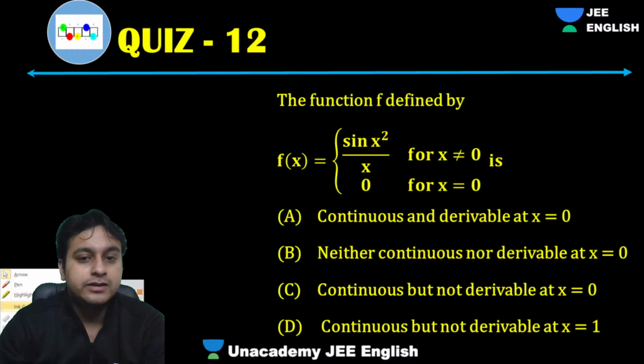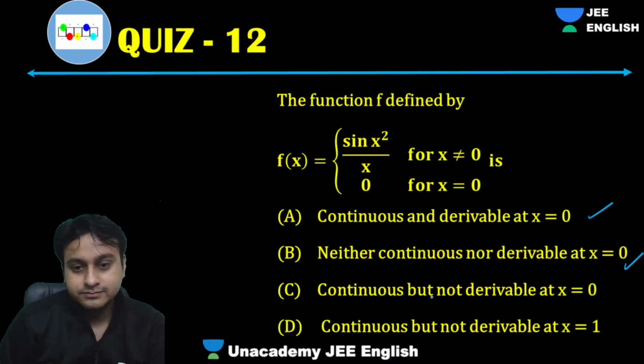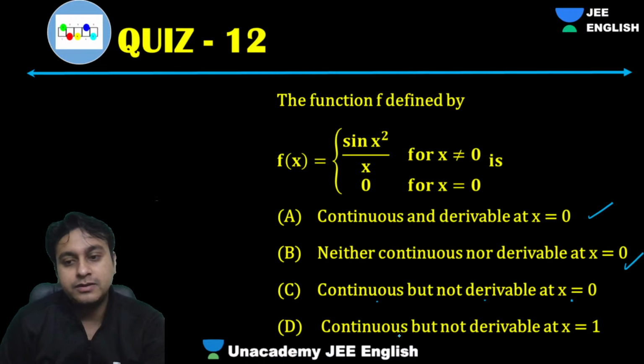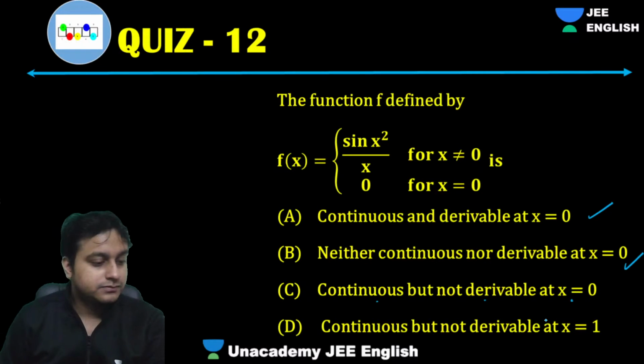Now this is also one question. Let's see how many of you can do it. First is continuous and derivable at x equals to 0. Neither continuous nor derivable at x equals to 0. Then we have continuous but not derivable at. Come on.